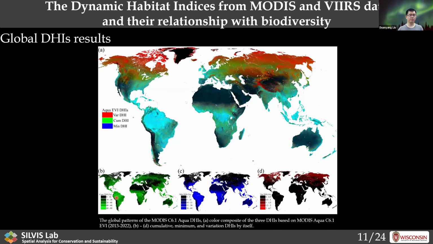that the high cumulative and minimum values are mainly concentrated in the equator areas, such as northern Brazil, Central Africa, and Southeast Asia. Those places are mainly covered by tropical or subtropical forest, which offers abundant food resources and minimizes environmental stress for wildlife.